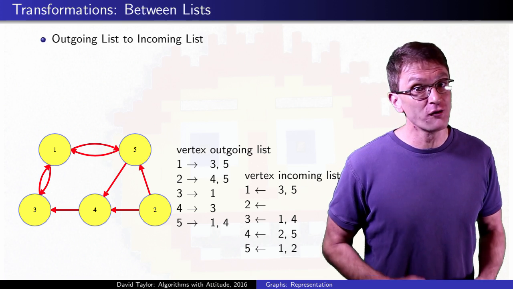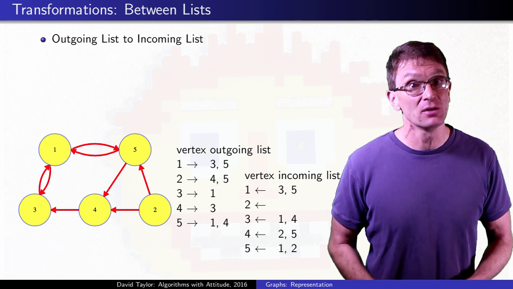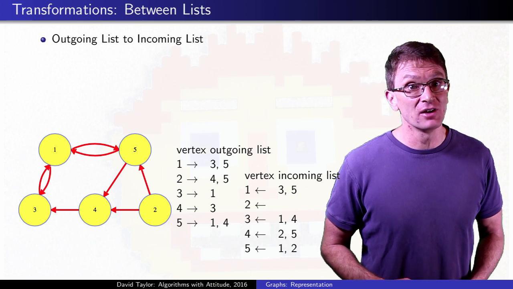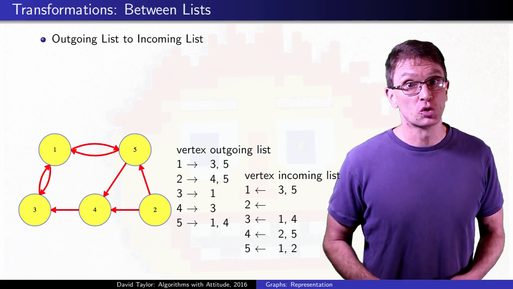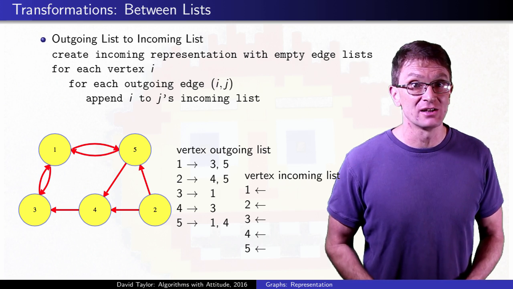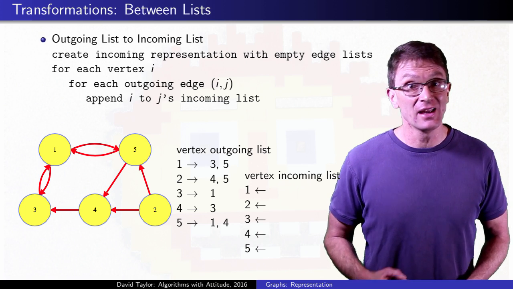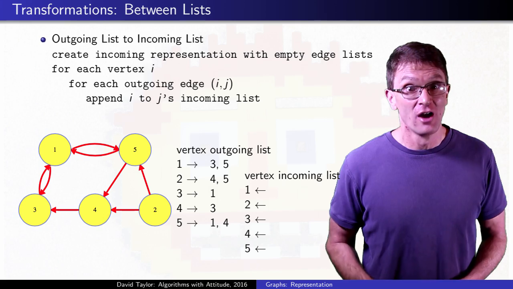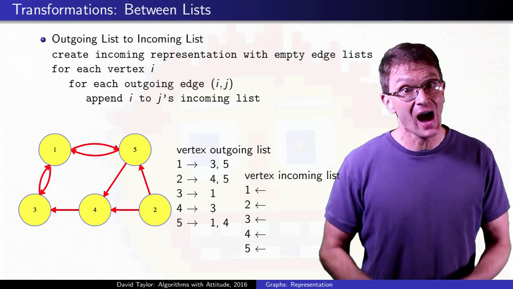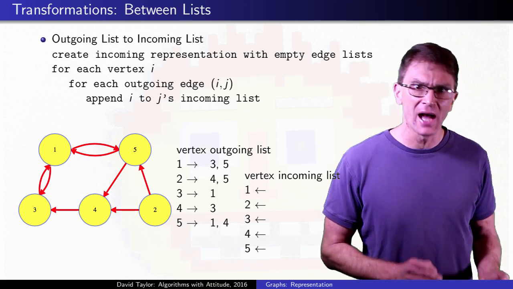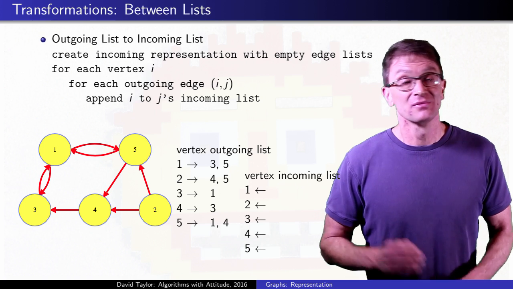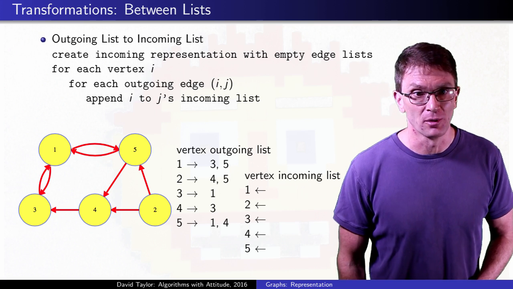You can go from one format to the other in time linear in the size of the graph. Given an outgoing representation, you create a new incoming representation with the same vertices, and then for each vertex i in the graph, for each vertex j in i's outgoing list, append i to j's incoming list. Let's quickly run through an example.